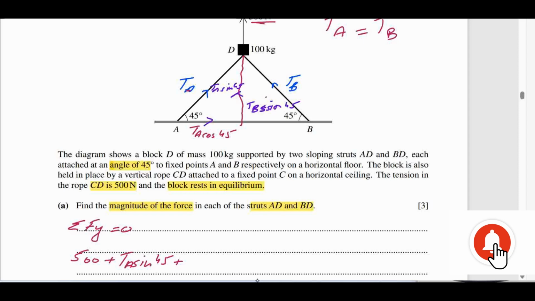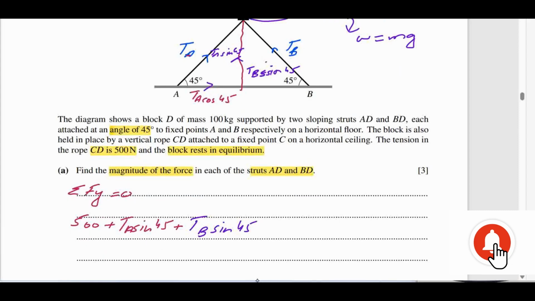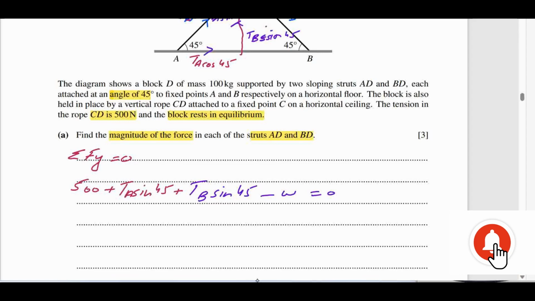So we'll take it positive, TA sine 45 plus TB sine of 45 minus, we cannot ignore this one, this is the weight, weight is acting downward, so W is equal to mg. In this question, mostly students either took 100 as it is or did not consider it at all. So we cannot ignore the weight, which is also in the vertical component. So we can say that this will be equal to minus W is equal to zero. Now initially we know that TA is equal to TB, so we can directly write 500 plus TA sine 45 plus TA, again we wrote TB as TA, minus 100 into g, g is 10.